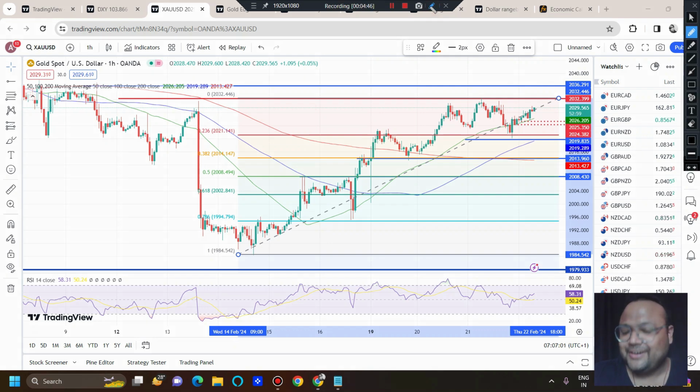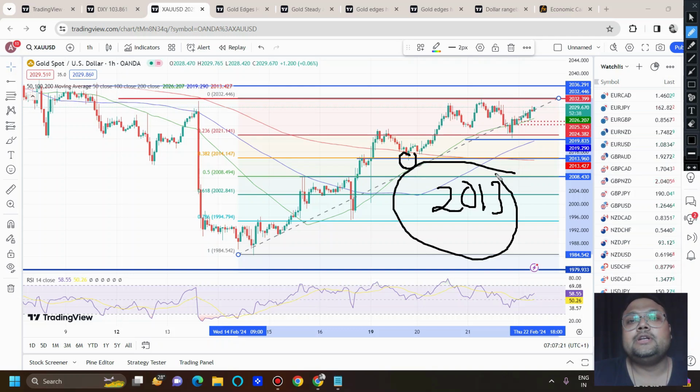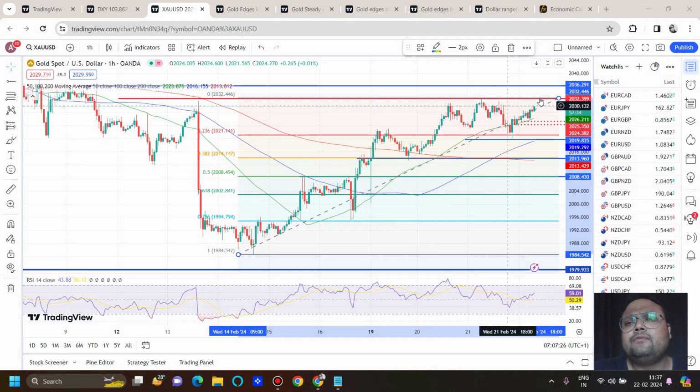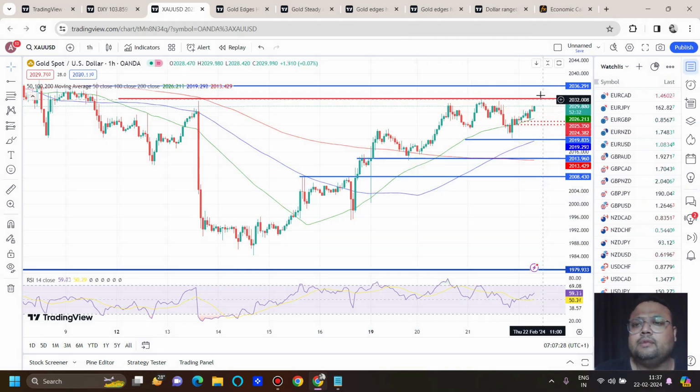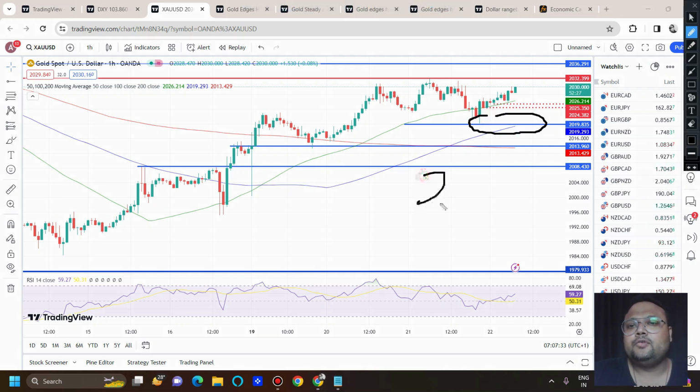Before 2008, we have the next support around 2013. Why 2013? You can see this was the level where the market took support previously. We also have the 200 moving average around the area. Along with that, we have Fibo 38.2. So if we combine all three factors, 2013 is also a good level where you can look for a buy position. And in case the market doesn't come for a retracement at all, then you can look for buying around the 2019 area, 2019.